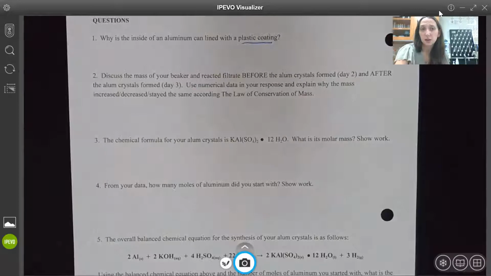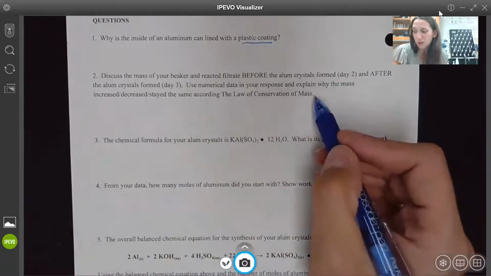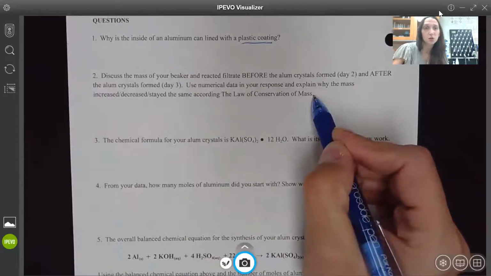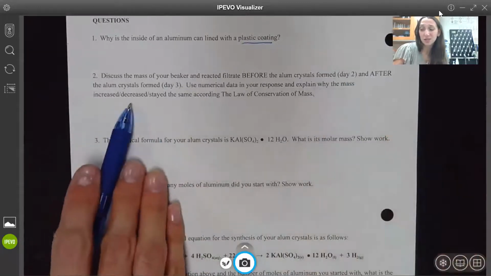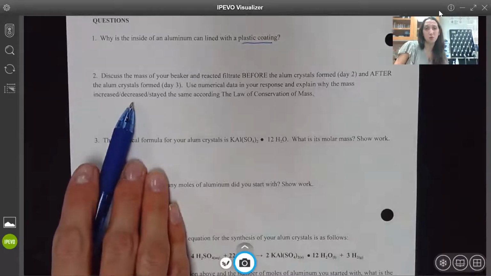The next one is: discuss the mass of your beaker and reacted filtrate before the alum crystals formed on day 2 and after the alum crystals formed on day 3. I'll show you where that is on your data table on the other side in a second. You are going to use numerical data, or quantitative data, in your response and explain why the mass has increased, decreased, or stayed the same according to the law of conservation of mass. And you know the law of conservation of mass, Unit 1: we can't create or destroy matter. So if your mass increased or decreased, you've got to tell me where that mass came from or went.